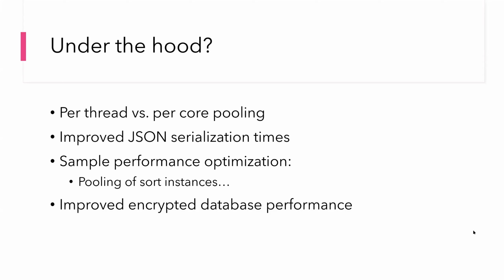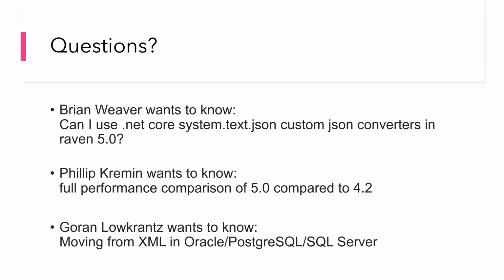Now, I got some questions ahead of time, so let's go and answer them. If you have any questions, please ask them now. That's the right time to do so. So Brian is asking, can you use .NET Core System.Text.Json in Raven 5? The answer is yes, also in Raven 4.2.